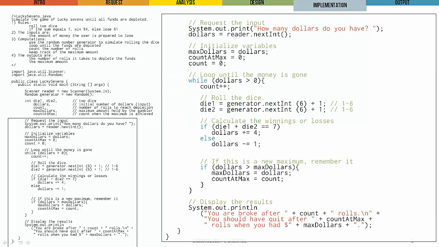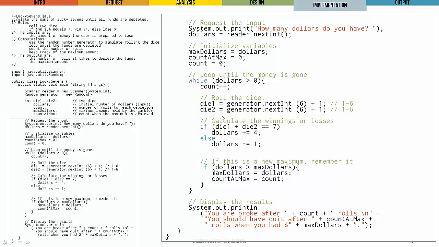And now we go ahead and implement the rest of our pseudocode. You can see the little section comments above each chunk of code. We request the input, we read an int from the user, store that in dollars, and then we initialize all those variables that we were working with before. As long as we have any money left, so as long as dollars is greater than 0, we will do a roll, that's what we see here.